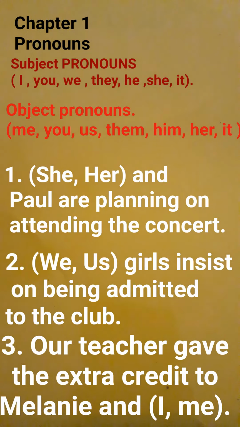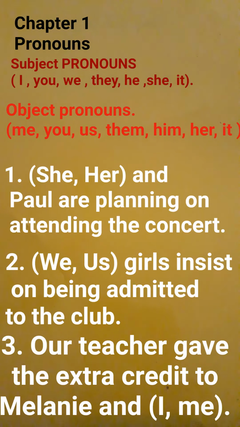Number 4, no one saw him and she or her together at the game. Now, look, do we choose she or her? We search for the verb of the sentence. No one saw. So this is the main verb. No one, this is the subject, and so here him and she or her. Him, this is an object.